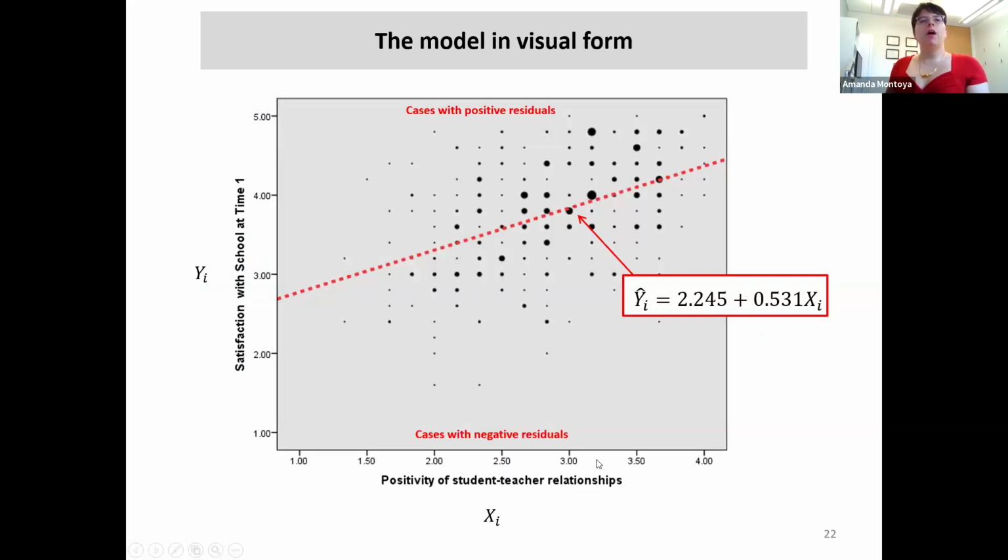So going back to our scatter plot, we have the positivity of student-teacher relationships on the x-axis and then satisfaction with school on the y-axis. And here, I've added in our best fit line. So this is the line that ordinary least squares regression has said, okay, this is the best fit line to your data. The intercept of this line is 2.245 and the slope of this line is 0.531. Then we can see that cases that are above the line, these are cases with positive residuals, and any cases that are below the line, these are cases with negative residuals.